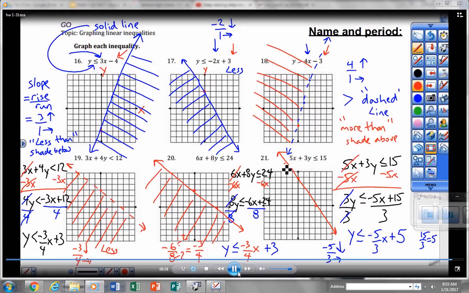And that is less than or equal to, so I will shade below, which means every point in this shaded zone and points on this line will satisfy this inequality. Any points in here in the non-shaded zone will not satisfy that inequality.